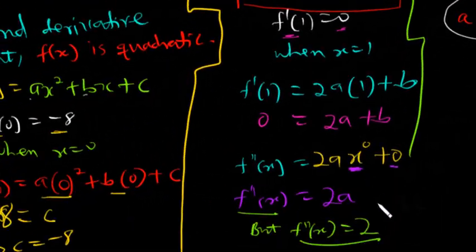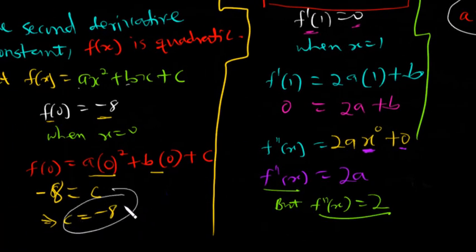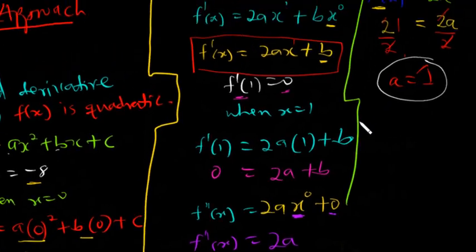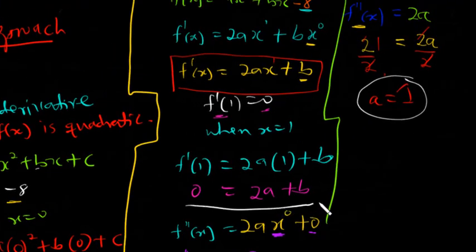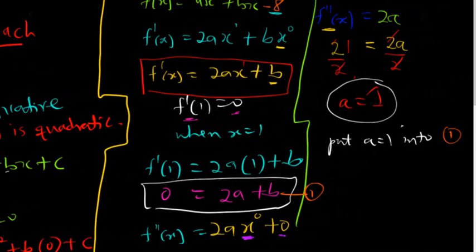The value of b, where is it? All right, the value of b is not found yet, but we know the value of c to be -8. So we have to find the value of b. But luckily, we have an equation that links a to b. So we put a equals 1 into, let me give a name to this equation so that I can reference it easily. Let me call this equation 1. So you put it into equation 1.